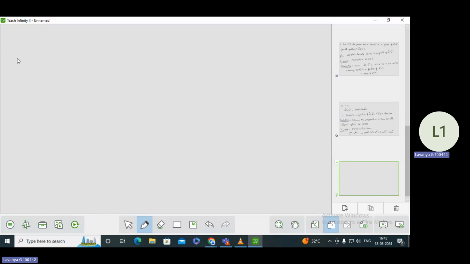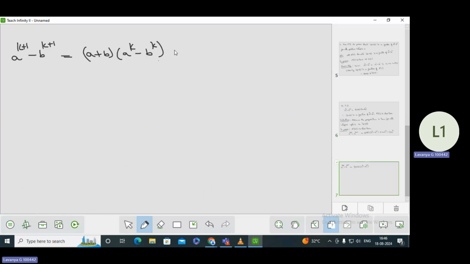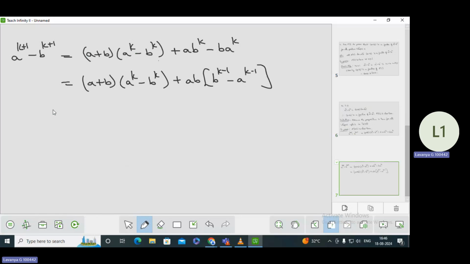How can I rewrite this? I can rewrite a^(k+1) - b^(k+1) as (a + b)(a^k - b^k) + ab^k - ba^k. So this is (a + b)(a^k - b^k) plus, pulling ab common, b^(k-1) - a^(k-1).